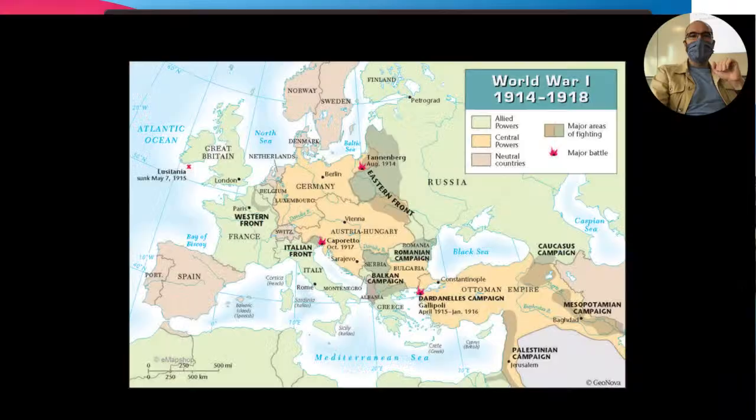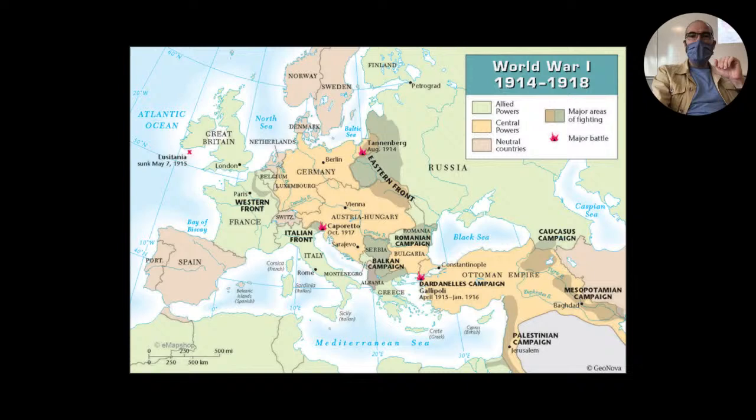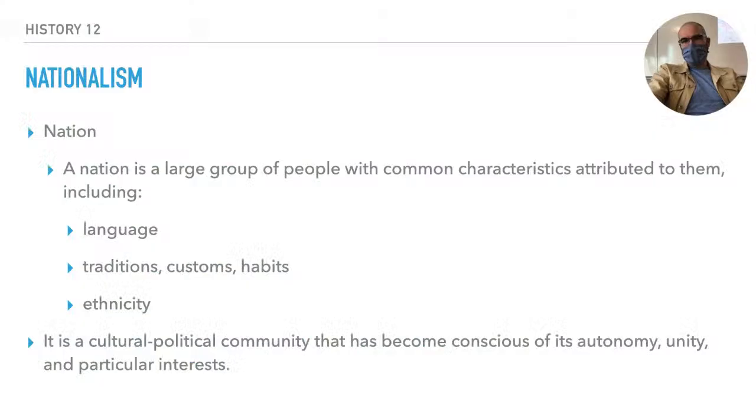So what we wind up with is something that looks like this. We have countries like France and Great Britain and Russia allied with each other. We have Germany and Austria-Hungary and the Ottoman Empire allied with each other. Everyone thinking that no one would dare attack the other side because there's so many resources behind each side that should keep the peace, right? Nobody will attack because each side is too powerful, right?